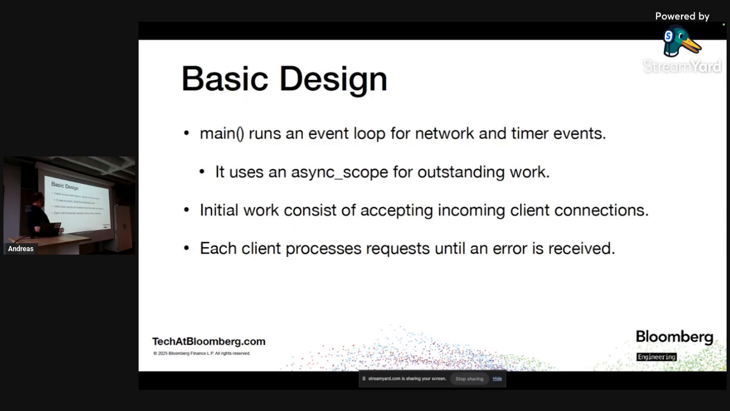The basic design, as one would think, is you have a main which runs an event loop. You don't see the loop, it's just inside a context. It uses async scope or something like an async scope for outstanding work. When you have async things, it's similar to a function which is running, which just happens to be suspended at the moment. And while there's life, you need to hold on to that. Async scope is basically a container for these asynchronous things.